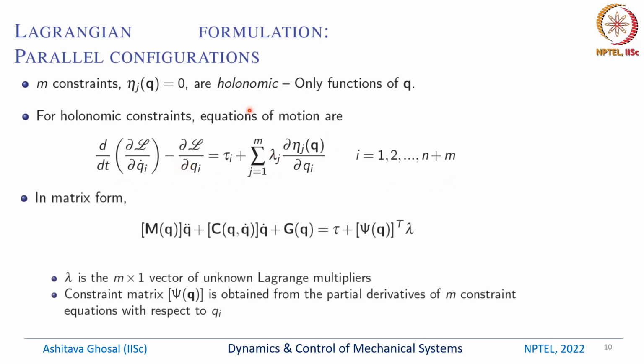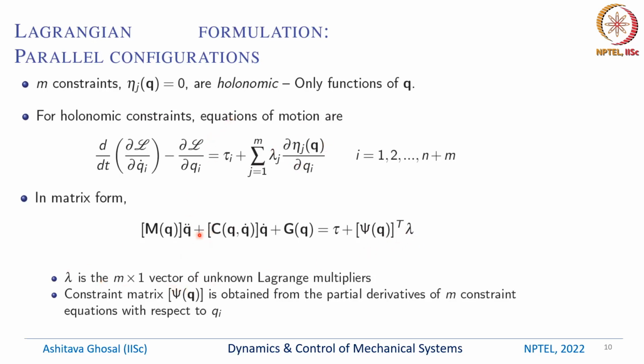So in matrix form, these equations can be written in this form. Again, we have a mass matrix times q double dot plus some Coriolis centripetal term times q dot plus some gravity term. This is the same as the joint torques, but now we have another term which is psi transpose lambda. Okay, so what is psi? Psi comes from here, partial derivatives of loop closure constraints with q_i. So eta_j with q_i, you will get a matrix which is this psi, and then this can be written as psi transpose lambda.